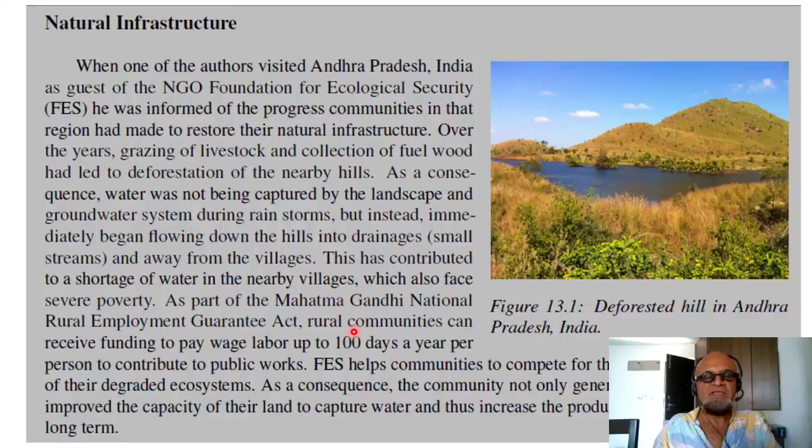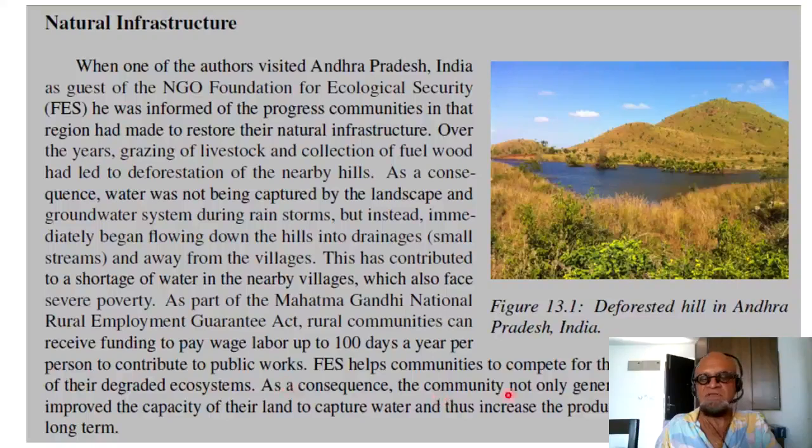As part of the Mahatma Gandhi National Rural Employment Guarantee Act, MNREGA as it's called, rural communities can receive funding to pay wage labor up to 100 days a year per person to contribute to public works. So that can correspond to the non-rainy season, when there is either no farm work or you have your own land and you cannot do agriculture. So FES helps communities to compete for this funding for restoration of their degraded ecosystems.